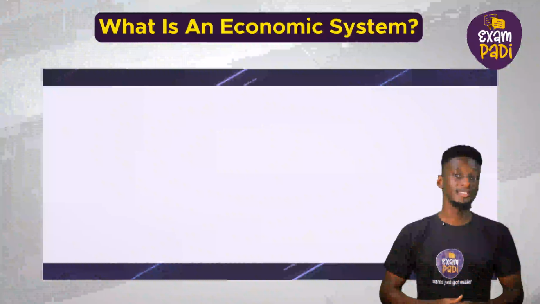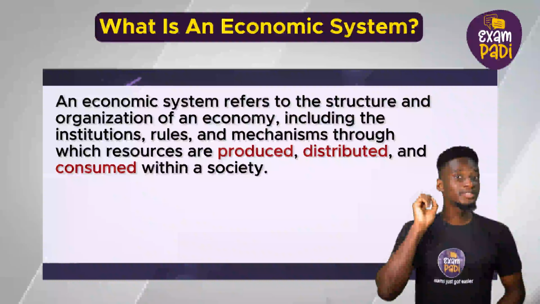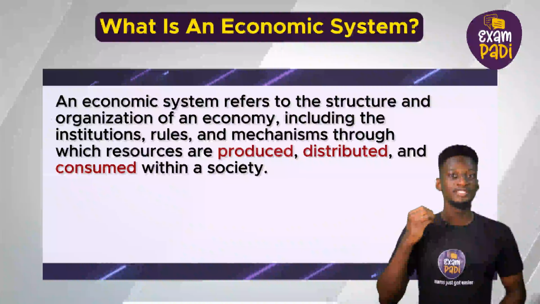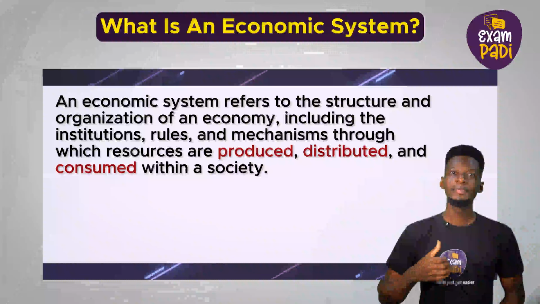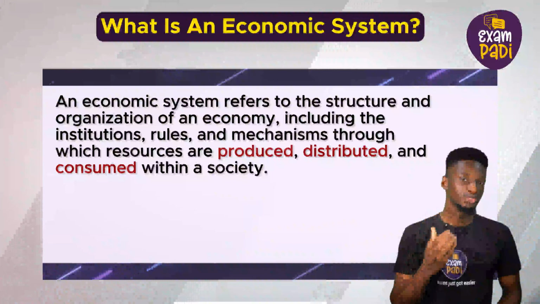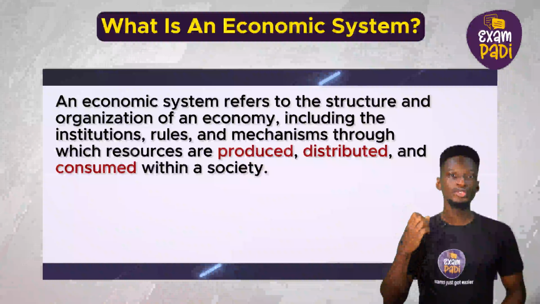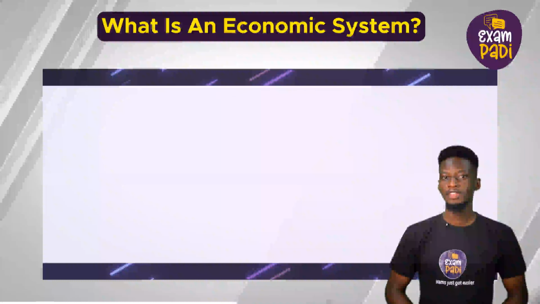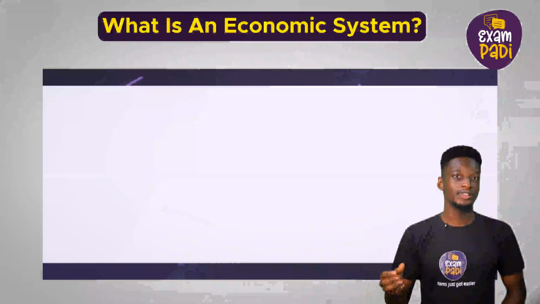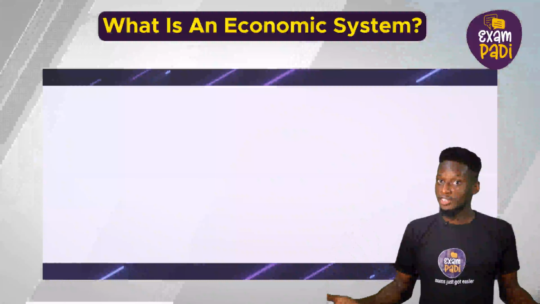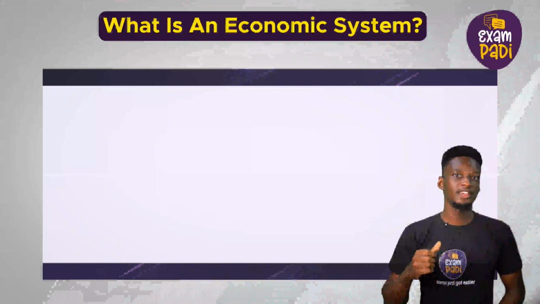What is an economic system? An economic system refers to the structure and organization of an economy, including the institutions, rules, and mechanisms through which resources are produced, distributed, and consumed within a society. It encompasses the methods and processes with which economic decisions are made, resources are allocated, and goods and services are exchanged.